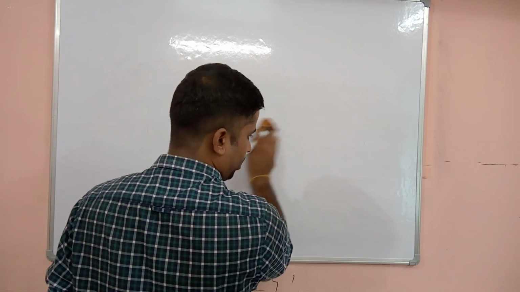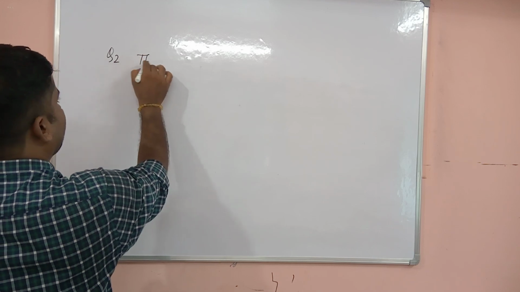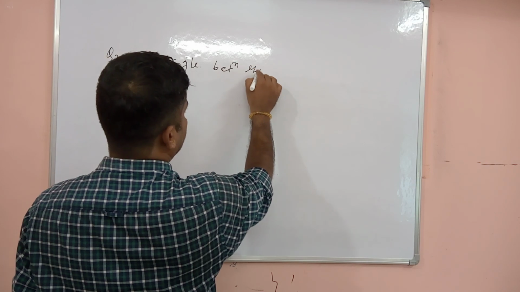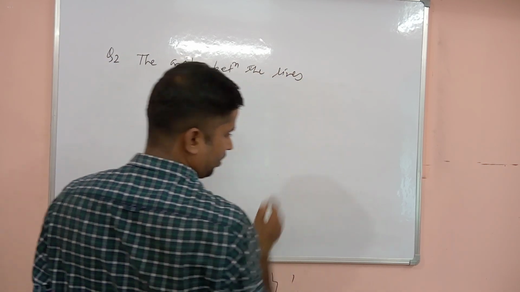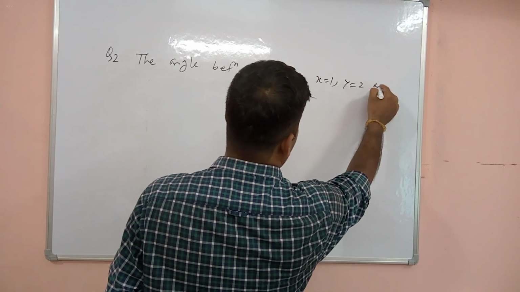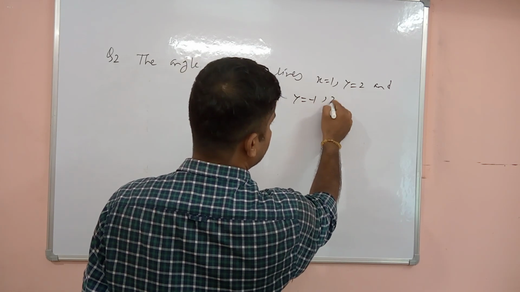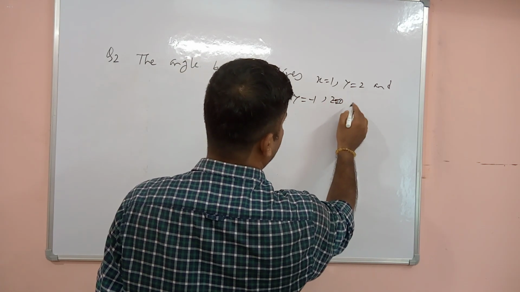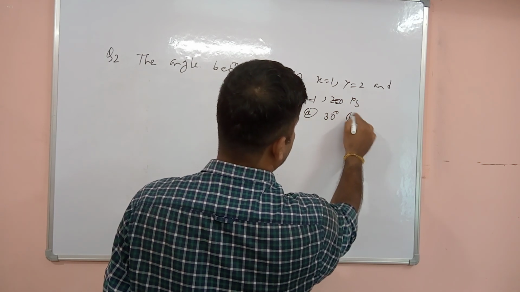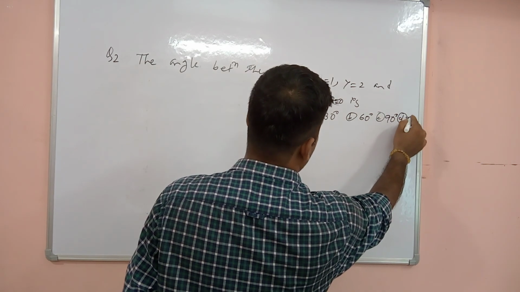Let's have a look at question number 2. The angle between the lines x equal to 1, y is equal to 2 and y is equal to minus 1, z is equal to 0, z equal to 0, is: A is 30 degrees, B is 60, C is 90 and D is 0 degrees.